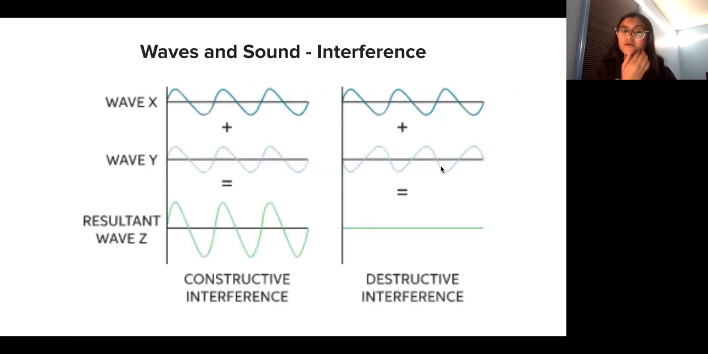For interference, you can have both constructive and destructive. If you add waves X and Y here, you'll get a resultant wave that's greater because, if you can tell, their peaks line up and their troughs line up. So it adds up to make a larger resultant wave. Whereas in this case, they cancel each other out because they're misaligned. The peak lines up with one of the dips in the wave, and that just keeps happening, so you get no resulting wave.